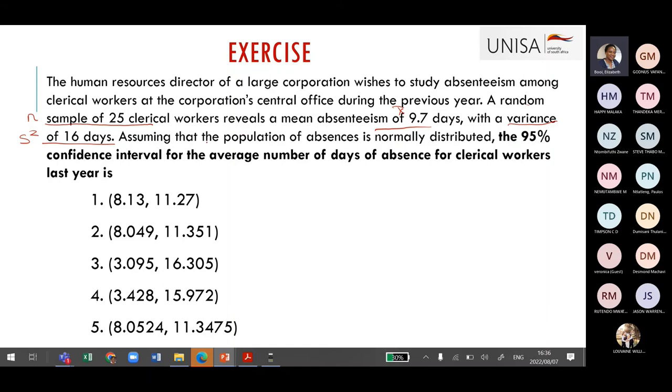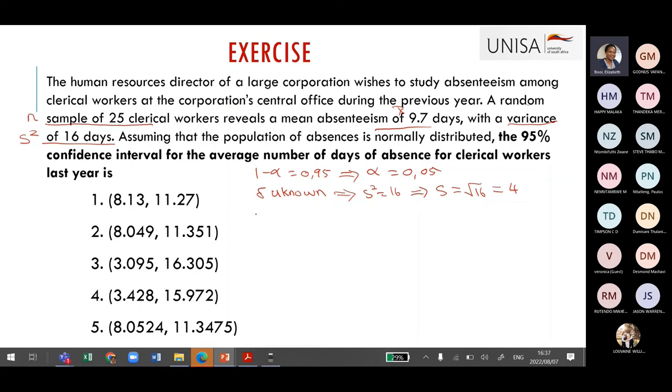And we're going to assume that the population is normally distributed, like we know, the first assumption is the population needs to be normally distributed. The 95% confidence interval, so it means our 1 minus alpha is 0.95. Therefore, our alpha will be 0.05, right? So we need to go and find our critical value. The other thing, our population standard deviation is unknown because they have given us the variance. Since they have given us the variance, which is S squared of 16, we need to find S, which will be the square root of 16, which is equal to 4, right? That is the other thing that you need to worry about.